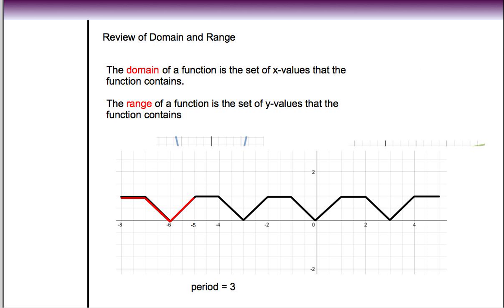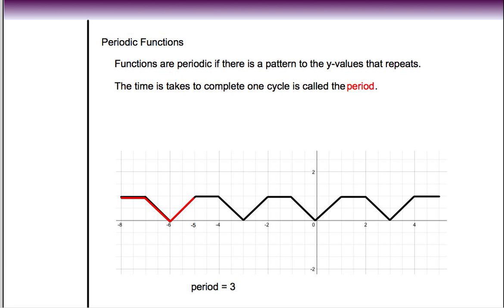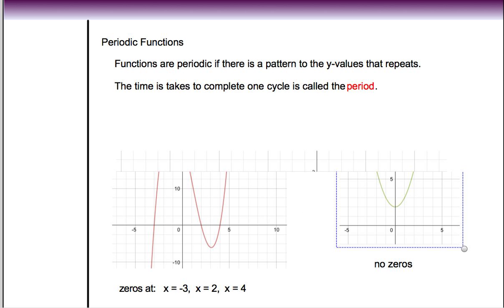Okay, so what I want you to think about is what is the length of this red section, or look at the x values that go along with it, right? The time that it takes for this little red section to go through all of the y values before they start repeating goes from -8 to -5. So that's a distance of 3 units. So we say that the period is 3.